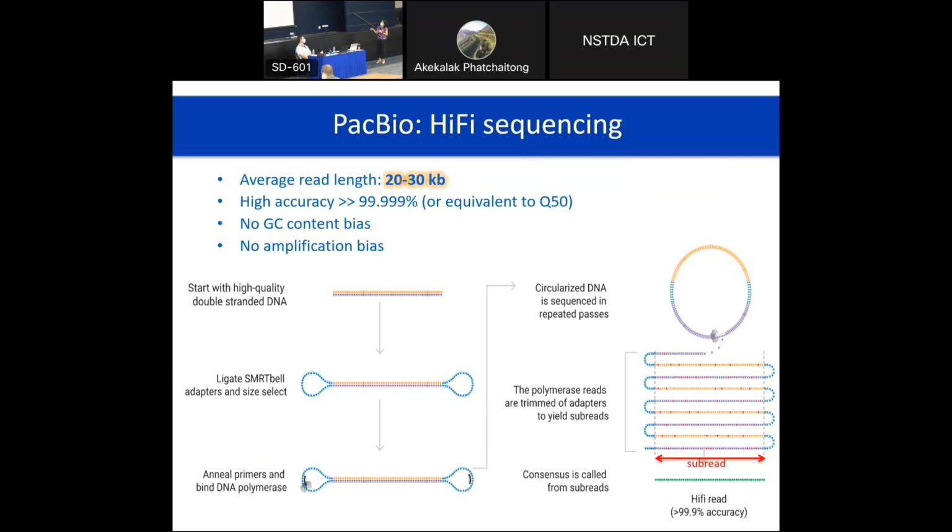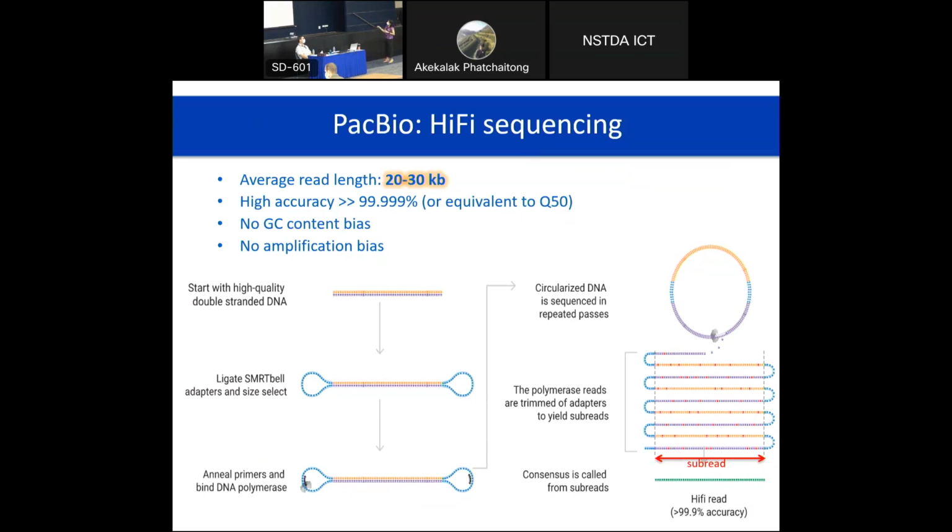Then you load the polymerase onto the polymerase binding site on the adapter. When you sequence with PacBio, the polymerase will keep going round and round and round. The processivity of the polymerase that PacBio has engineered is quite amazing. You could do sequencing for 10 hours and it will keep going, and the raw read length that you get is quite long, like 50 kb or even longer.